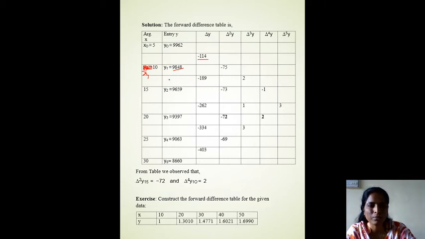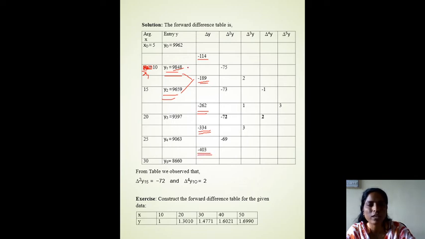Next, in between, the difference of these two you have to write in between. How to take the difference: next minus previous. So 9659 minus 9849 gives you minus 189. Continue like this: y3 minus y2 gives you minus 262. Then y4 minus y3 gives you minus 334. And y5 minus y4 gives you minus 403.